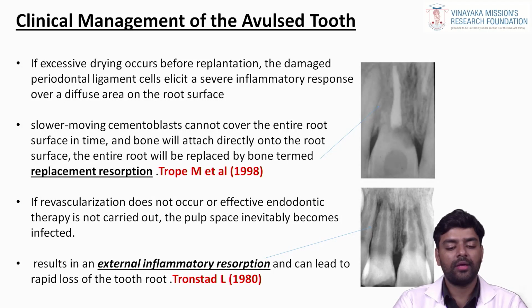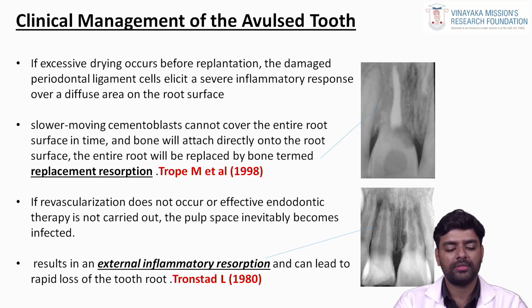If excessive drying occurs before replantation, the damaged periodontal ligament cells elicit a severe inflammatory response over a diffuse area on the root surface. Slower moving cementoblasts cannot cover the entire root surface in time, and bone will attach directly onto the root surface and the entire root will be replaced by bone, termed replacement resorption.